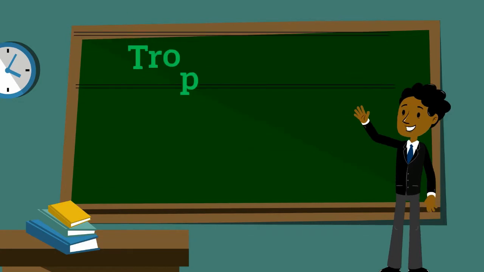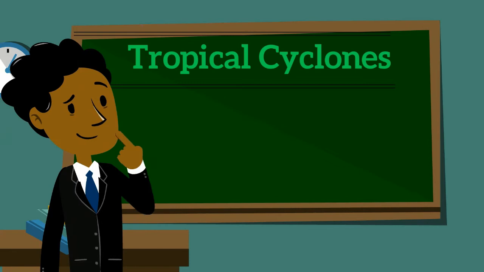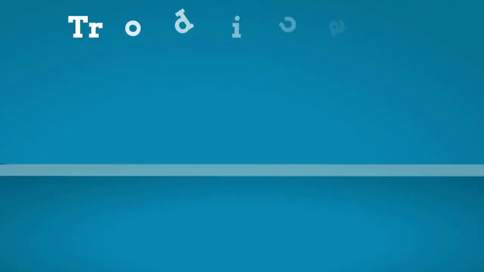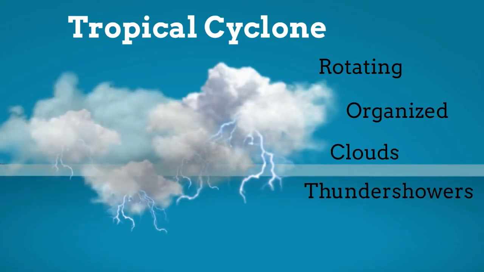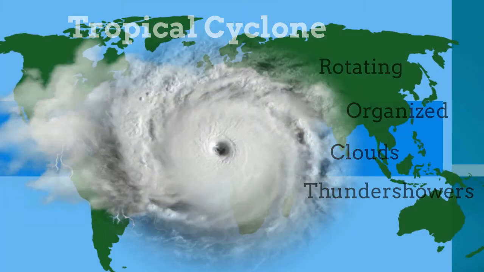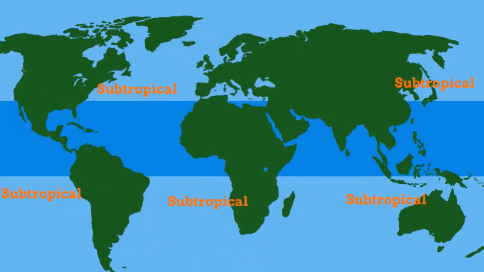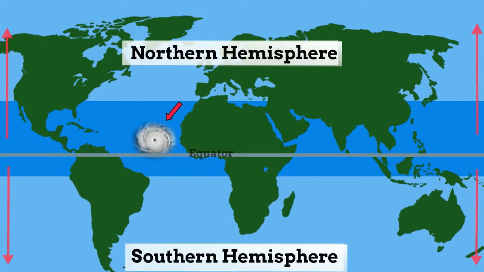Today we're going to talk about tropical cyclones. So, what is a tropical cyclone? A tropical cyclone is a rotating, organized system of clouds and thundershower activity that forms over tropical or subtropical waters and has a closed, low-level circulation with winds spinning in an anti-clockwise direction in the northern hemisphere.